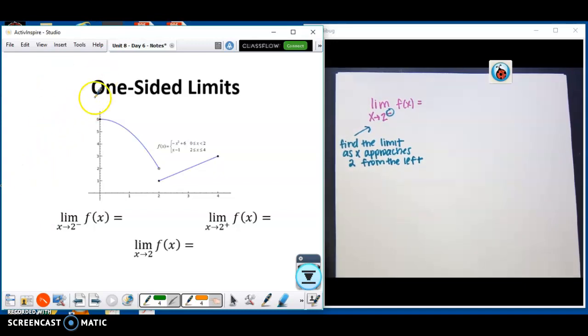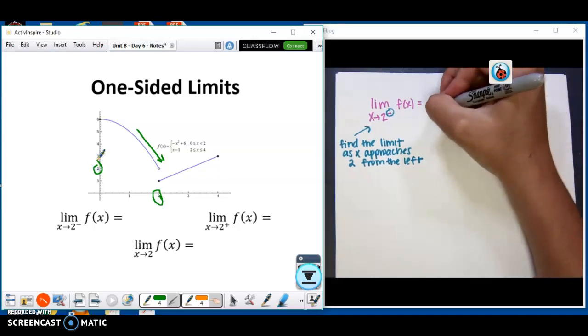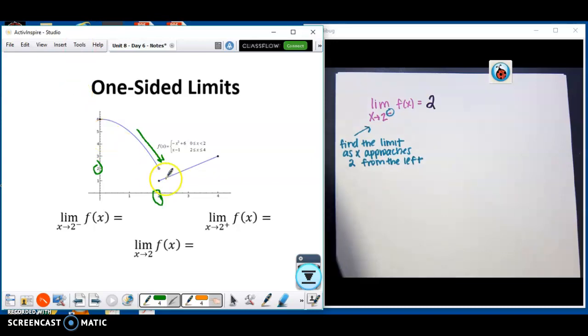The left is over here. And here's our x value that we're looking at, so we can circle it. As we come in from the left side, you're coming in, coming in, coming in. The closer that you get to 2, you're getting to that y value of 2 here. So as you approach from the left and get closer and closer to the x value of 2, you're actually approaching a y value of 2. So that would be the left side of the limit.